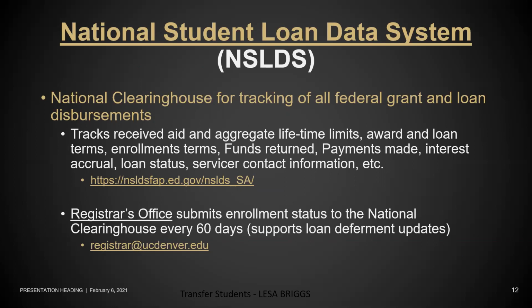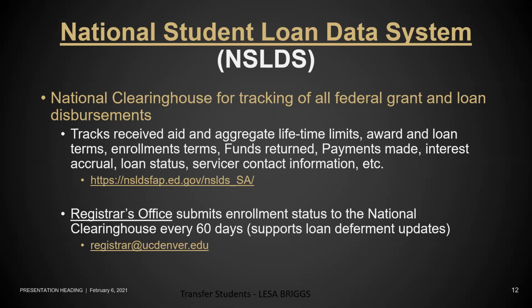Also recorded on this website is every federal aid that you receive. Aggregate limits: some funding, like the Pell Grant and the student loans, has an aggregate lifetime limit, so you can't receive over a particular amount. That is recorded on this website. Every loan that you've taken out, what year you took it out, what the interest rate was, how much interest is accruing, who you make your payments to. If you're making payments, it's recorded there. It will tell whether it's going towards interest or the principal amount of your loan. Everything you need to know about your loans is on this website.